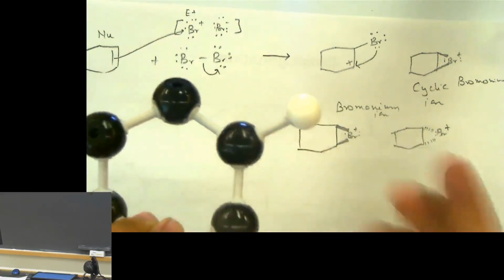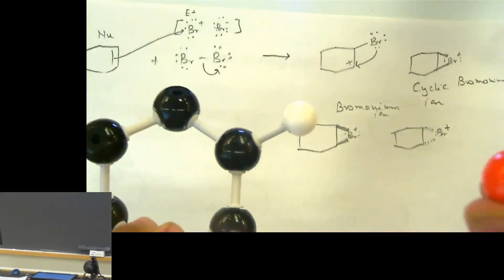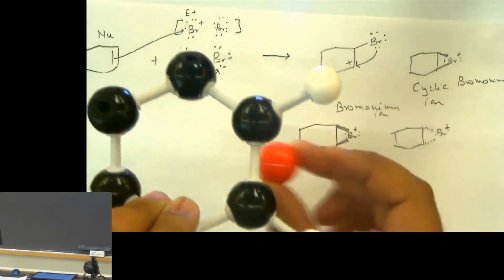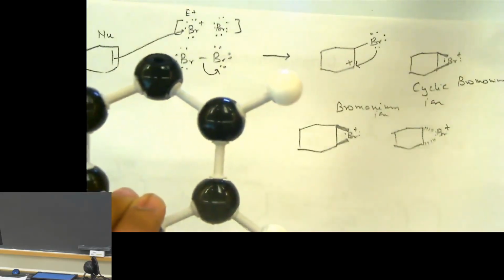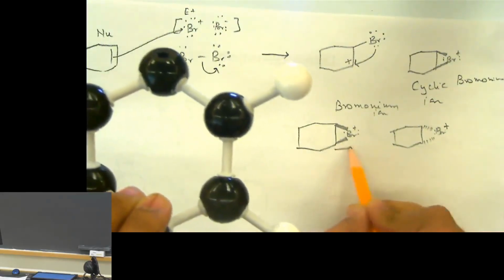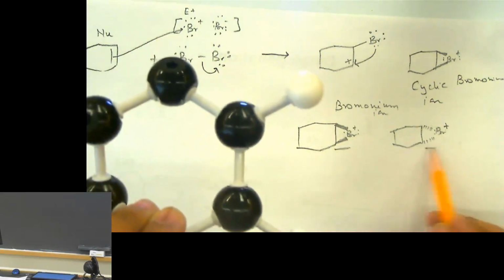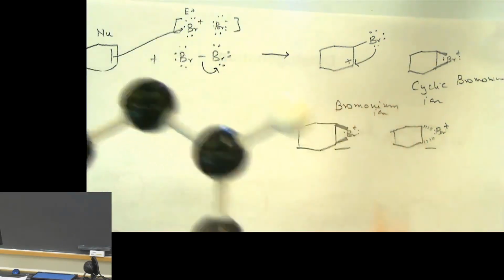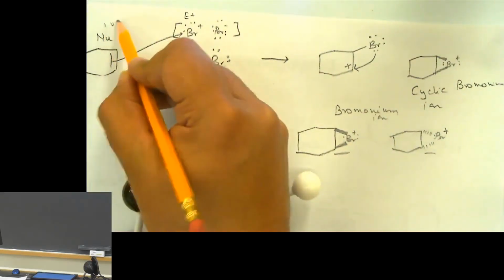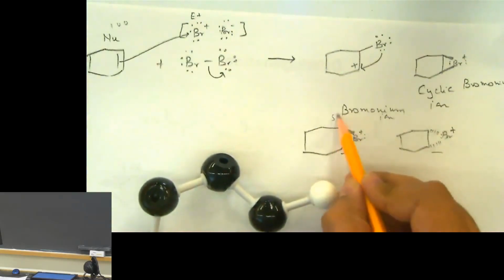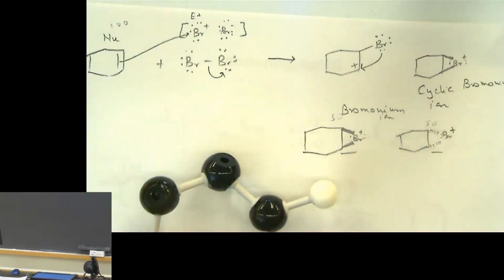Right? Because this double bond is flat, the attack can happen from the top or from the bottom with equal probability. If it happens from the top, you get the bromonium ion on the top. If it happens at the bottom, you'll get it from the bottom. And there is equal probability, which means if you start with 100 molecules of this, you will get 50 molecules of this, 50 molecules of this.